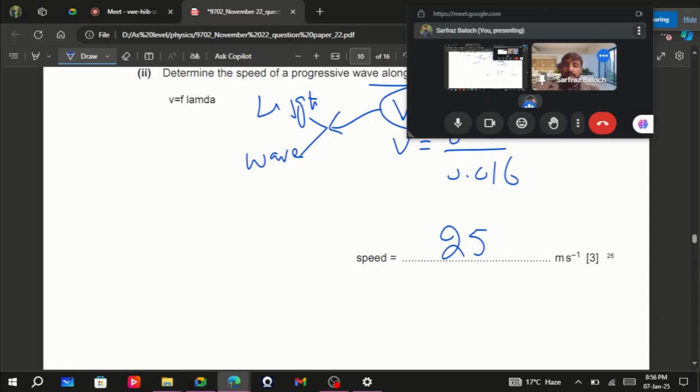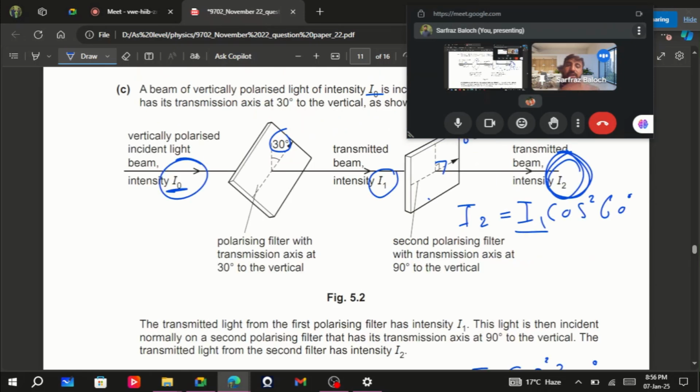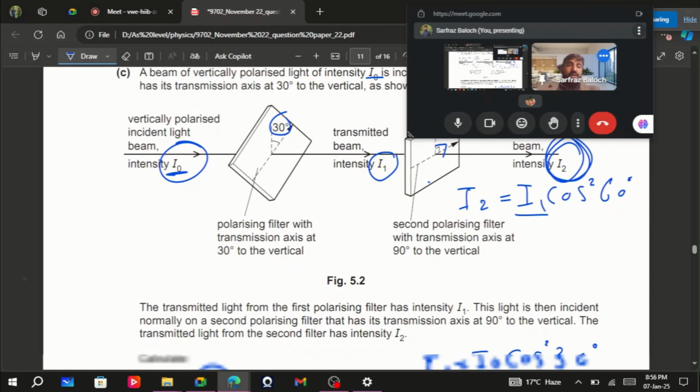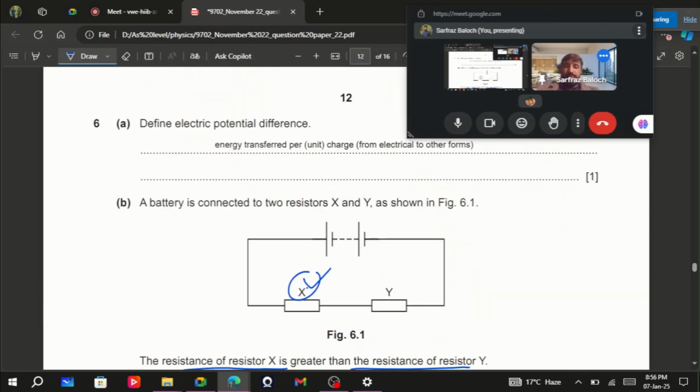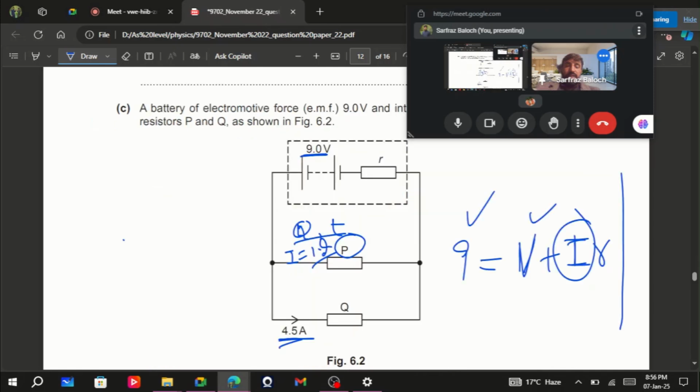This again is from Lenz's law, which is the relationship between intensities, with angle theta squared. And next, again, potential difference: energy transfer per unit charge in a circuit. This is about potential differences and electromotive forces. We have also done this. This is about electromotive force, internal resistance, and potential difference.